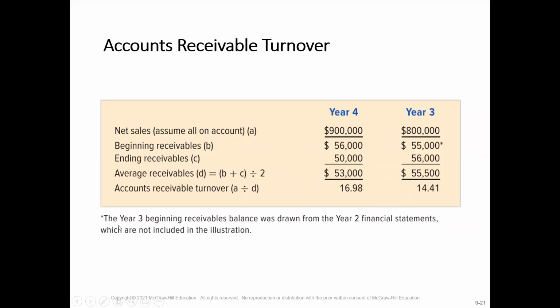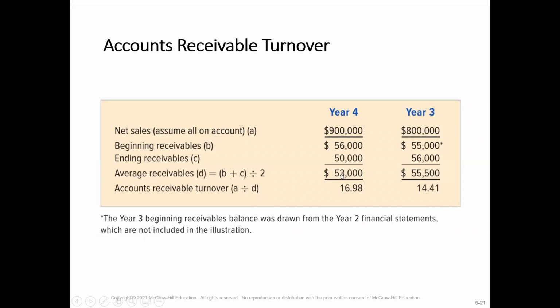And they did note in the year 3 calculation that the year 3 beginning receivables was taken from year 2 financial statements, which were not even in the book. So that's how 55,000, it was not presented. That would be a number if you were looking back in the material, you would not find it because it's not presented anywhere.